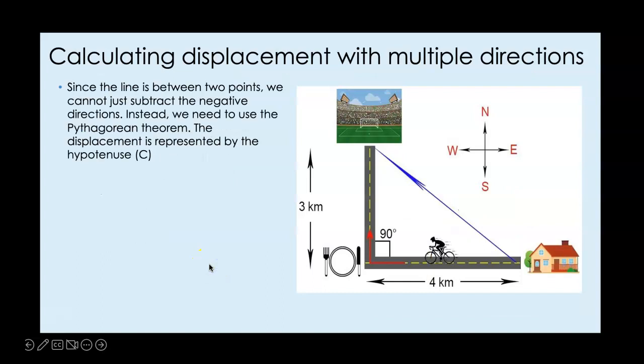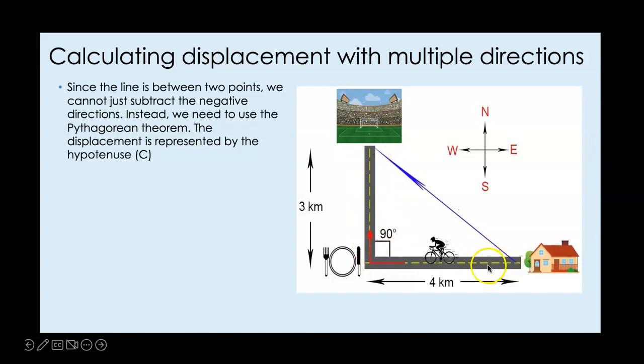Now, when we get to displacement, it is a little bit different. Since the displacement is at an angle, it's not just on one plane, either just the x-axis or just the y-axis. We do have to switch it up. We can't just say, oh, well, that's to the west, so that's -4, and then 3 north, well, that's positive. We can't just do that because they're not on the same axis. So instead, we're going to use the Pythagorean theorem.